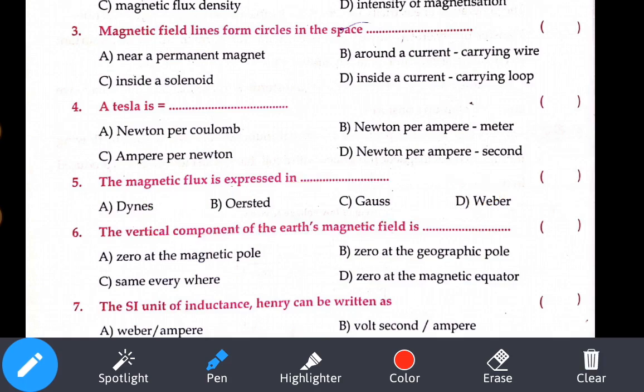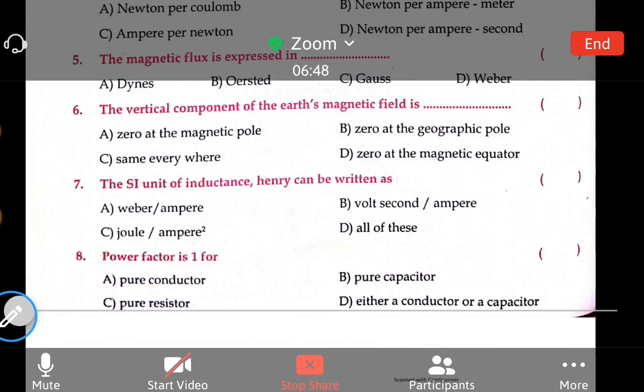Vertical component of the Earth's magnetic field will be what? It will be 0 at the equator, not the geometric pole. It will be 0 at the magnetic equator, at the center magnetic equator. Let's see the 7th question.